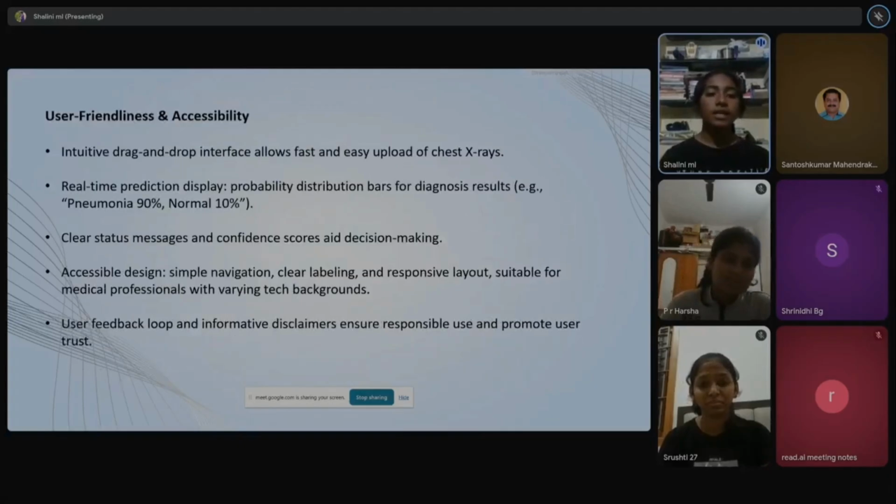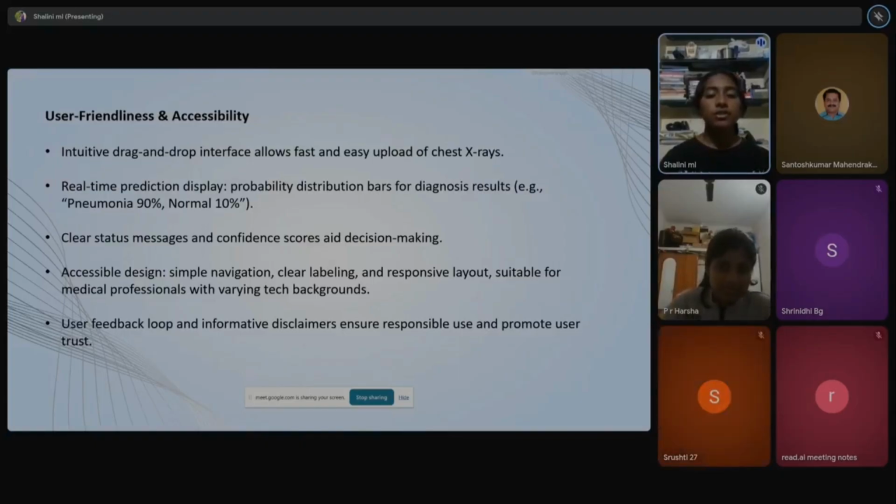Now, user friendliness and accessibility. This system is designed with a strong focus on ease of use, accessibility, and clarity. It ensures that medical professionals can interact with it efficiently, regardless of their technical expertise. It also includes a drag and drop interface, which allows users to upload chest X-ray images quickly. This feature simplifies the diagnostic workflow. Once the image is uploaded, the system provides real-time prediction results through visually engaging probability distribution bars.